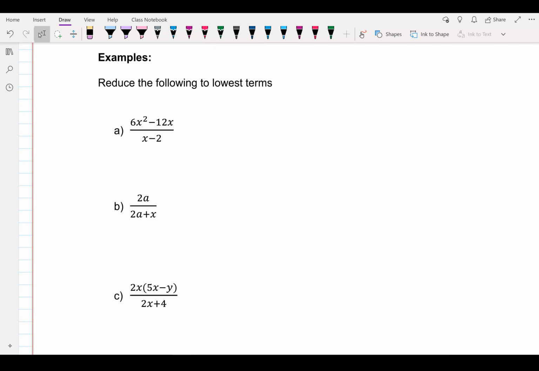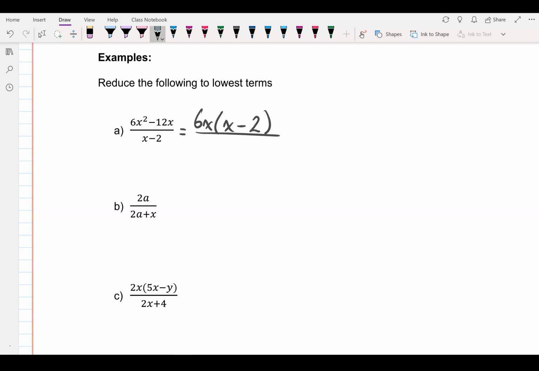So it says reduce the following to lowest terms. Well, we should treat the top and the bottom separately. So I'm going to look at the top and say, how the heck do I factor that? And if you look at just the top, you should hopefully see that that can be factored out as a common monomial. A 6x is common to both of those terms. So take out a 6x, and what are you left with? You're left with an x minus 2.